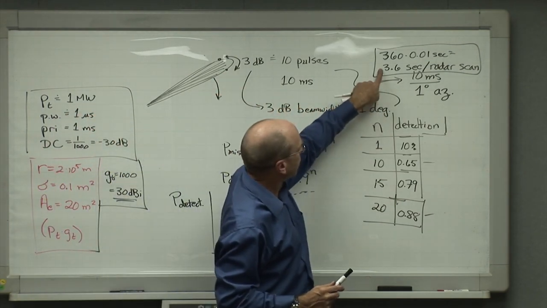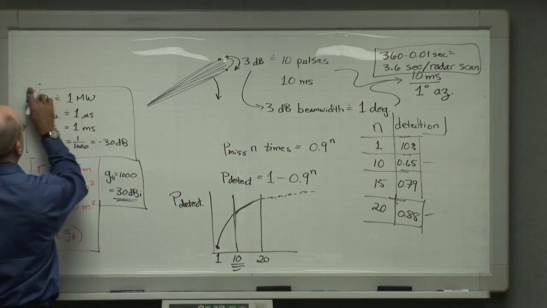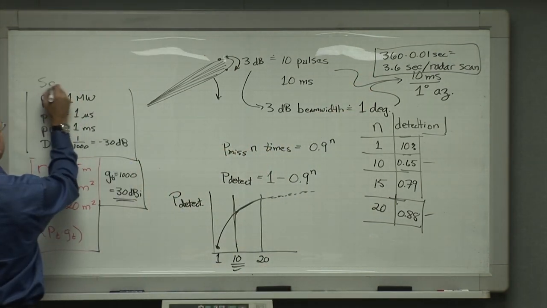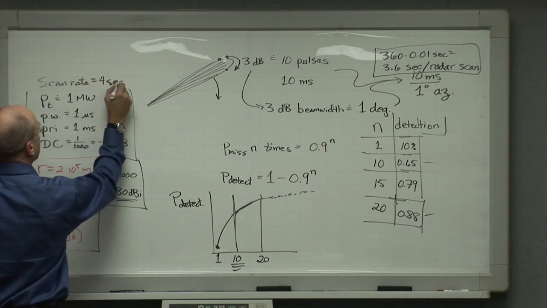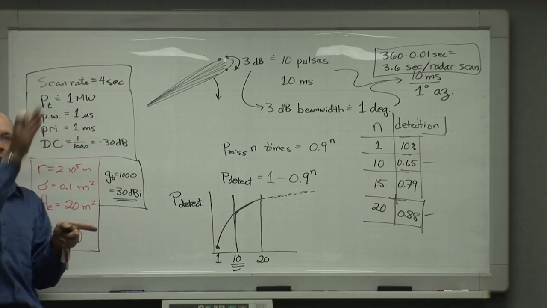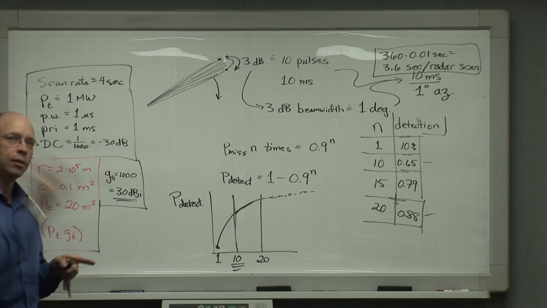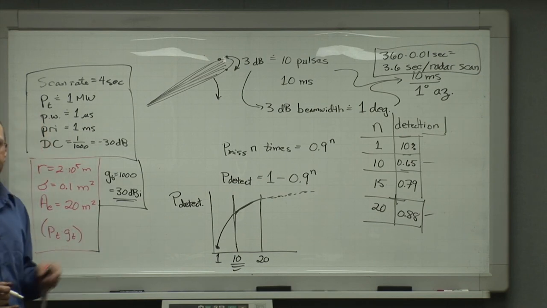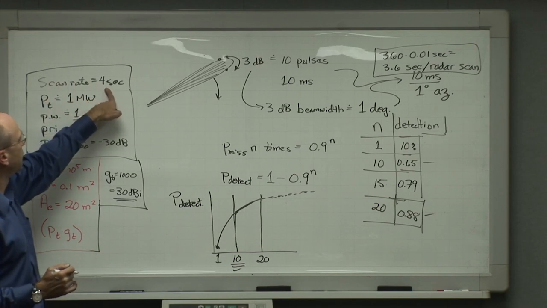But basically, for the radar we're designing, we just said, okay, 3.6, we'll make it 4 seconds. So I'll put this up here. So scan rate is equal to 4 seconds. And that's also called the update rate. That's the rate at which you can update the position of a target. Every 4 seconds, you get an update. Boom, boom, boom, boom. Make it 5 or 7 seconds, make it 10 seconds, but that's the rate that you can update the position of a target.